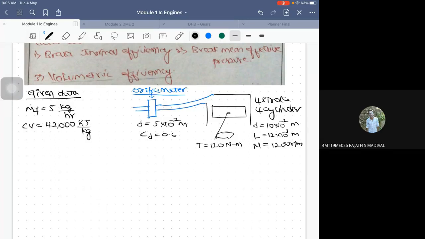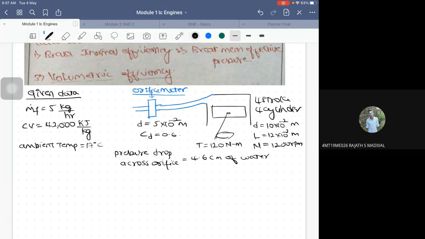Next, the pressure drop across the orifice is 4.6 centimeters of water, he says. I will just write it as it is. We will discuss it once that parameter comes into our calculation. Pressure drop across the orifice is 4.6 centimeters of water. Ambient temperature and pressure are also given. The ambient temperature is 17 degrees Celsius, and the pressure is 1 bar.